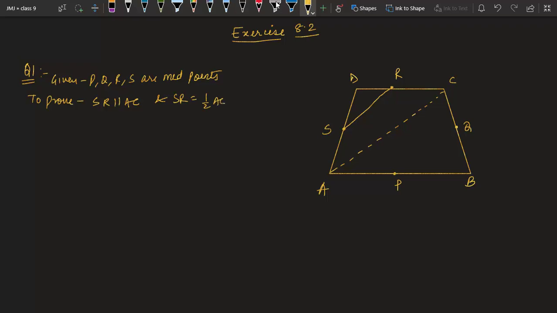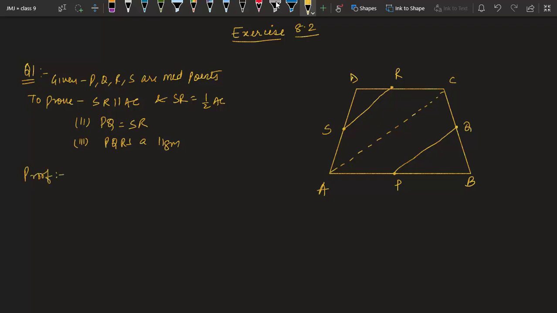I think it can be done directly with the theorem only. Second is PQ is equal to SR. That is, we have to prove this PQ and this SR equal. Third thing, we have to prove this complete PQRS a parallelogram. So let's start the proof part.